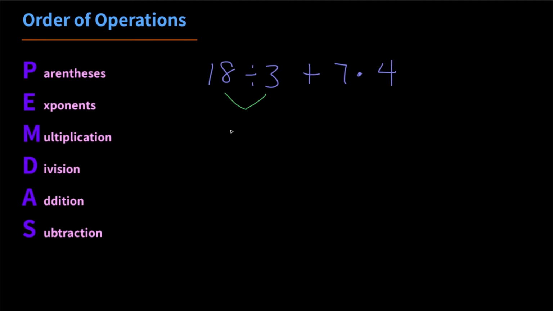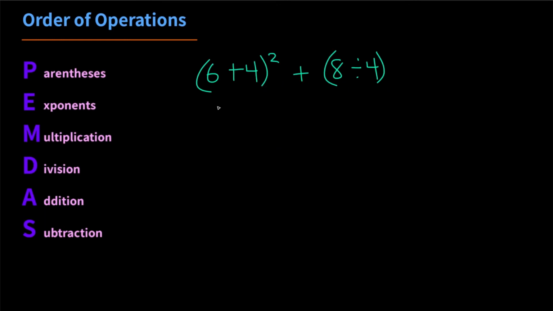18 divided by 3 is 6. And we see this 7 times 4. We can do that next. 7 times 4 is 28. But I want to keep this operation between them. We have 6 plus 28, and that gives us 34. The result is 34.